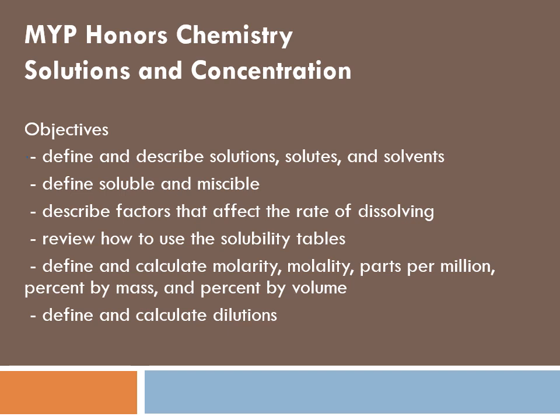We talked about solutions, solutes, and solvents. We defined soluble and miscible. These both mean that things will dissolve. We just use soluble for solids and miscible for liquids. We described those factors that affect the rate of dissolving: temperature and pressure, mixing things, and surface area. We reviewed how to use the solubility table to tell when things will dissolve and when they won't dissolve in water. We calculated molarity and molality and parts per million and parts per billion. We looked at percent by mass and percent by volume, and then we wrapped up with that look at dilutions. Good work today.